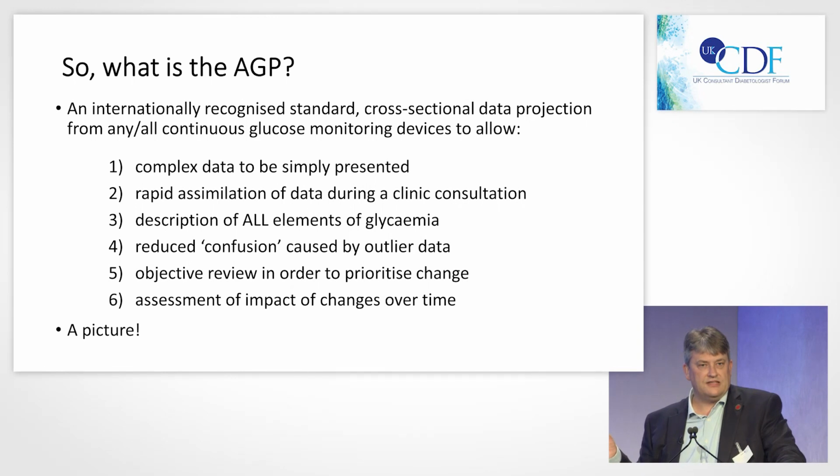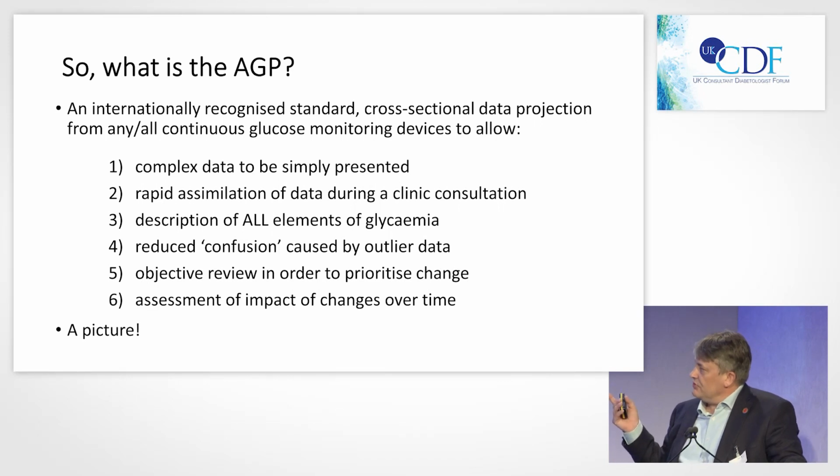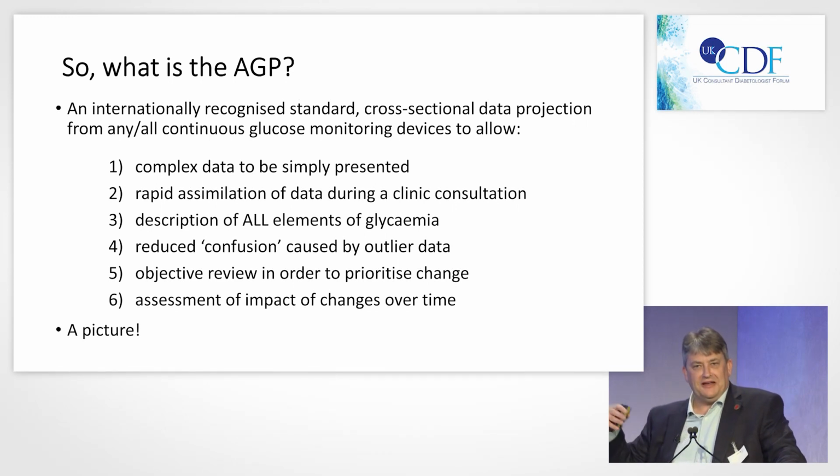It's not an internationally recognized standard relating to company A, company B, or company C. It's an internationally recognized standard relating to all measures of continuous glucose data. So if Google's contact lens works at some point, then this is how we will be looking at their data. And it allows us to look at data simply, to make a rapid assimilation in front of the person with diabetes, and it allows us to describe all the elements of glycemia, not just exposure. It allows us, because it takes out some of the outlier data, to not get distracted by outlier data, and it allows us to be objective.